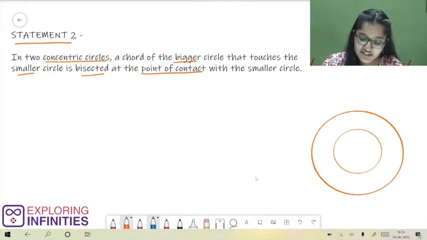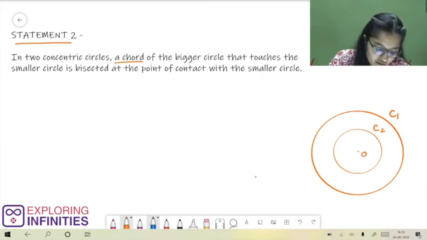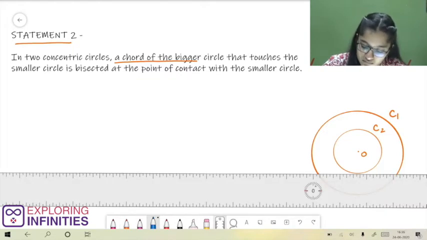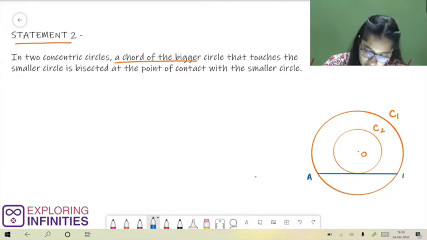Here we have two concentric circles having common center O. Let us name the bigger circle C1 and the smaller circle C2. According to statement 2, a chord of the bigger circle that touches the smaller circle is bisected at the point of contact with the smaller circle. So first, we need to draw a chord to the bigger circle, that is circle C1, such that it is touching circle C2. Here, I am drawing a chord of C1 touching C2. Let the chord be AB and let the point of contact be P.